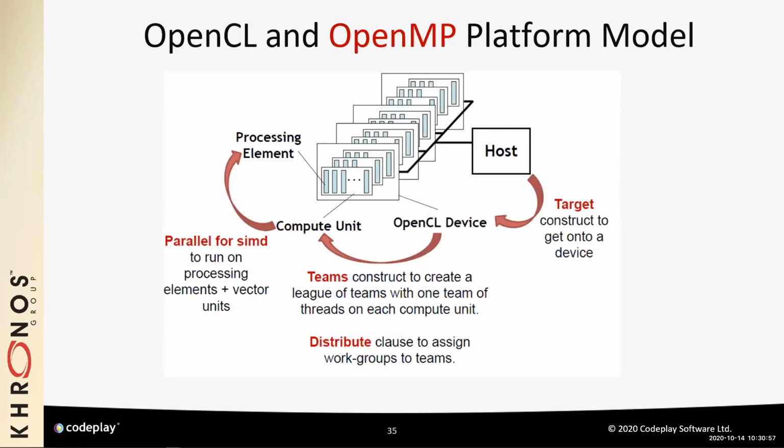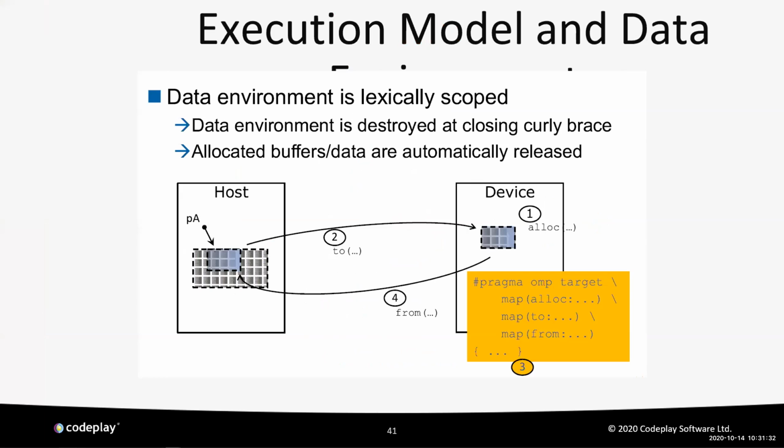Now, if you map that onto OpenMP, it will look like this. In OpenMP language, the target on the far right allows you to send a construct onto the device. There's also a parallel for SIMD on the left, where you can run on processing elements plus the vector units. And then there are two specific ones aimed at NVIDIA-like devices, where there's a hierarchy. The teams construct creates a league of teams with one team of threads on each compute unit. And then there's a distribute clause to assign work groups to teams. Okay, I'm going to show quickly how that looks.